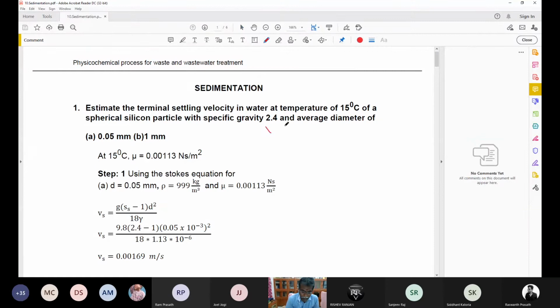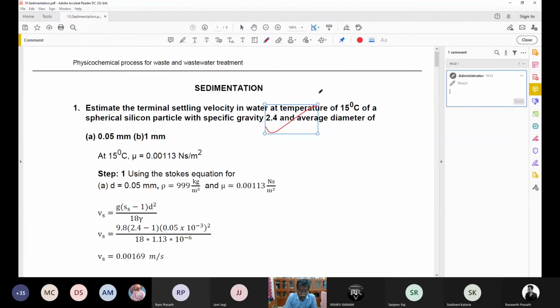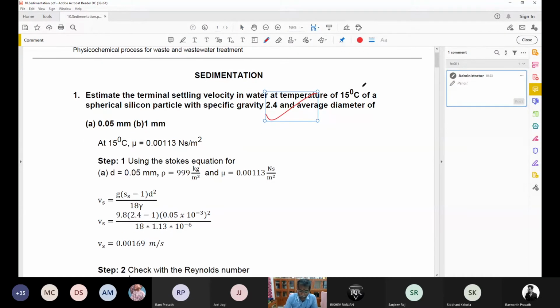Estimate the terminal settling velocity of the particle with a water temperature of 15 degrees Celsius, given specific gravity 2.4, and diameters 0.05 and 1 mm. With 15 degrees Celsius, we refer to the standard water table and note down the value of the dynamic viscosity, 0.00113 Newton second per meter square.